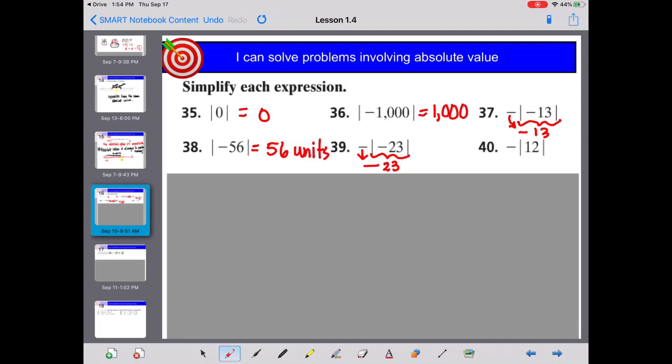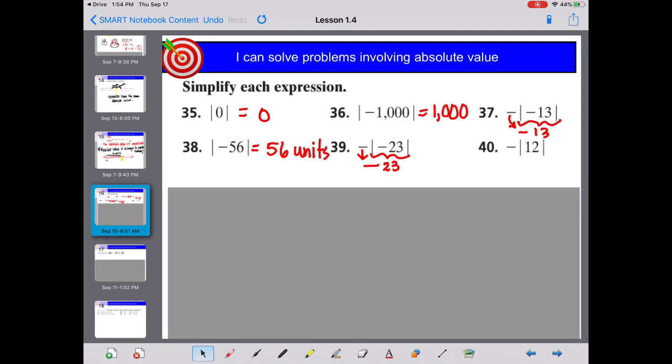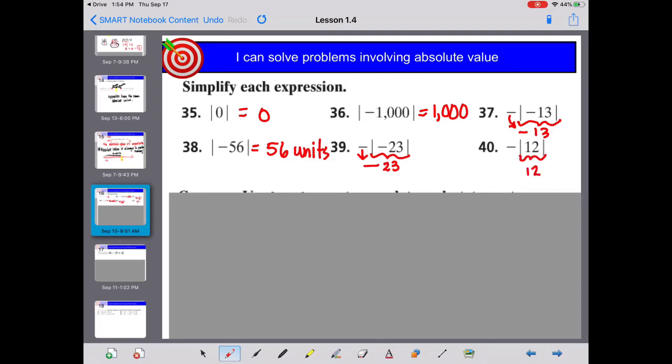Number 40, again, it's a grouping symbol. So the absolute value of 12 is 12 units away from 0. This negative sign just comes out in front and my solution is negative 12.